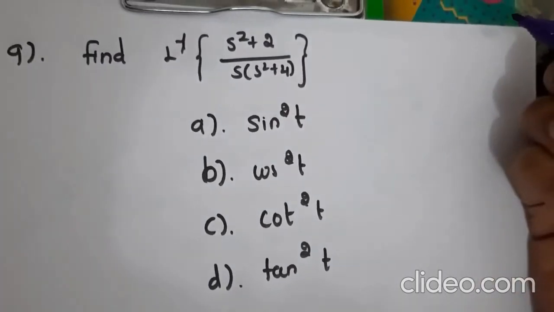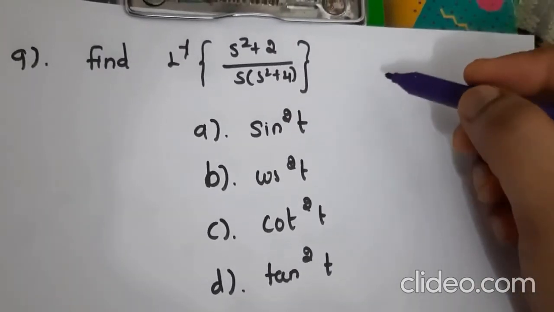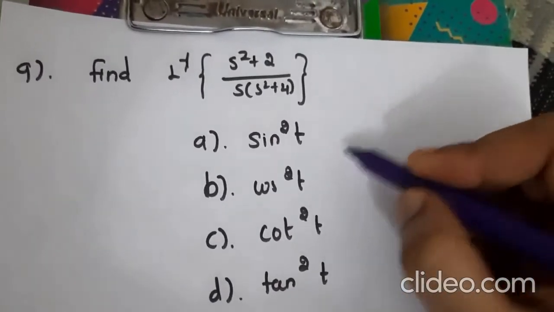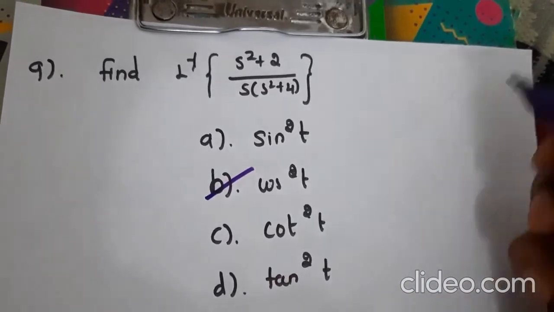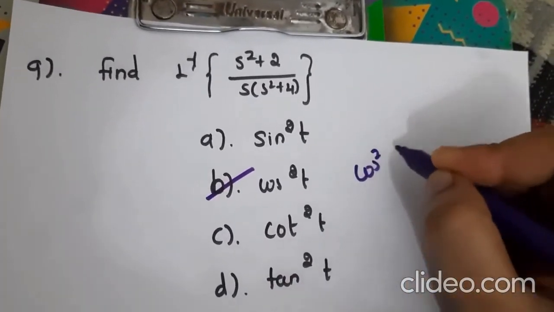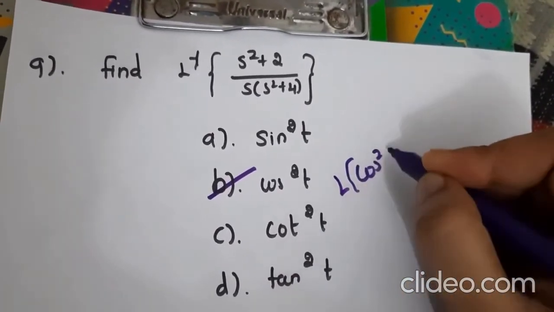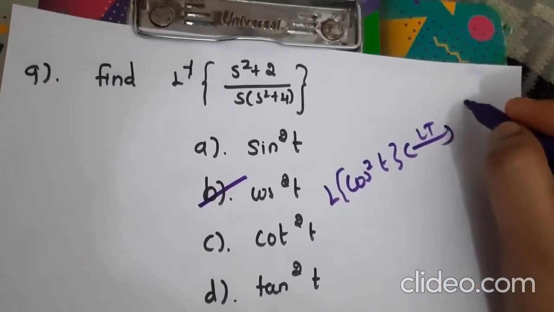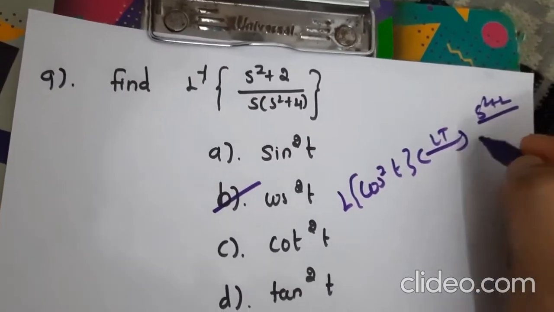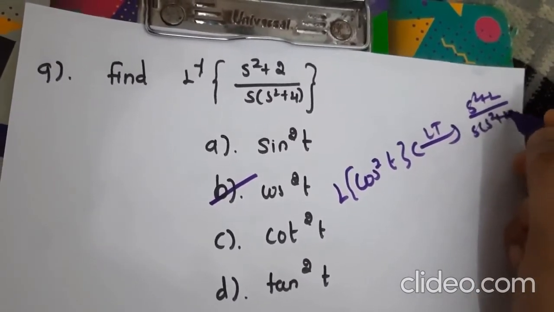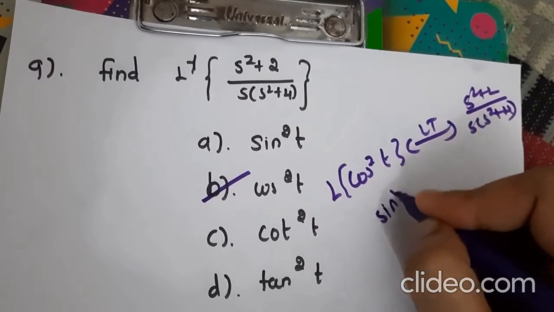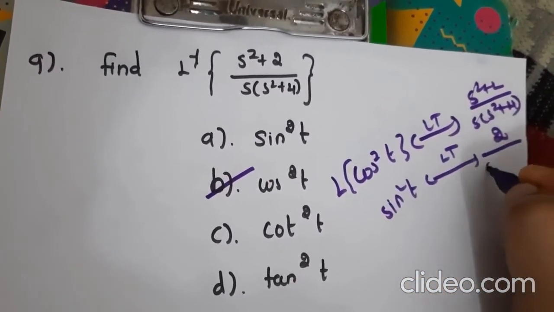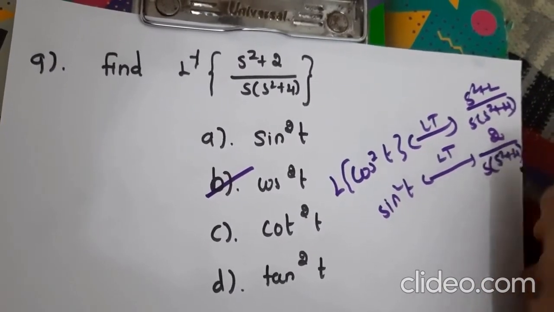Ninth question: find the inverse Laplace transform for s square plus 2 divided by s into s square plus 4. I just give the answer here. The answer is cos square t, because the Laplace transform pair of cos square t is s square plus 2 divided by s into s square plus 4. And for sin square t, the Laplace transform pair is 2 divided by s into s square plus 4.